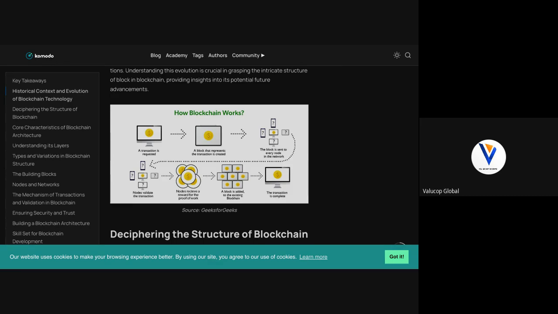So now we have different types of blockchain, right? We have different types of blockchain.